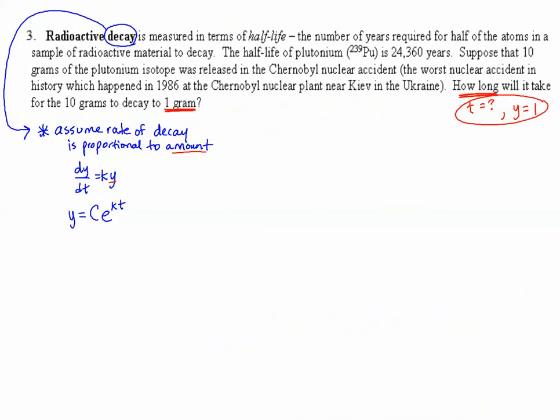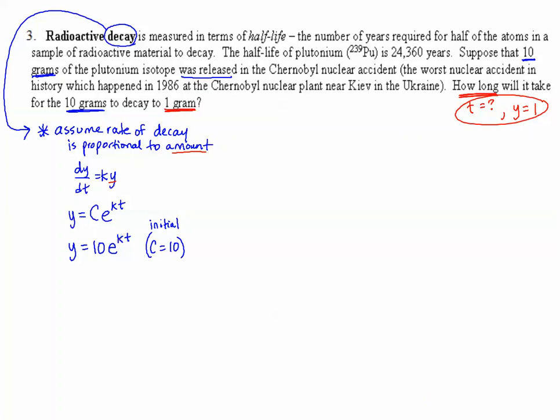So let's find out in the problem where they tell us the initial amount. In the question, how long will it take for the 10 grams to decay to 1 gram? We start with 10 grams. Or we could read it earlier. Suppose that 10 grams was released in that accident. Therefore, C is 10. That's the initial amount. Okay, initial amount. Now we have to figure out the k. Where is some other information?